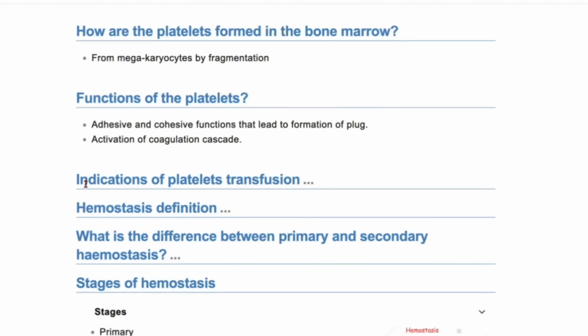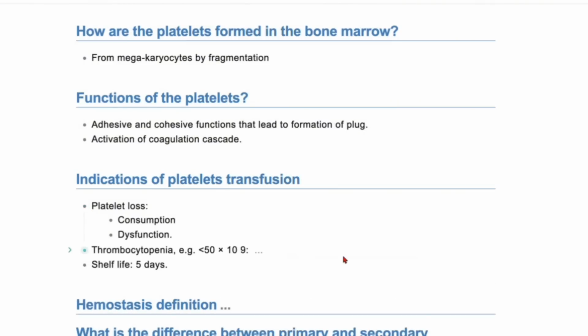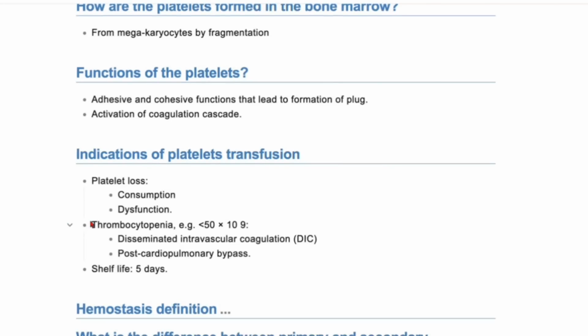There is another question. Indication of platelet transfusion. What you said was correct, but I would like to classify this into two things. So you want to classify it as patients who have platelet loss, they're actively losing their platelets, and patients who have thrombocytopenia. They have platelets, but the number is decreased. So the platelet loss is either overconsumption or platelet dysfunction. Overconsumption happens in something like DIC and something like ITP. Dysfunction happens with something like aspirin. Patients are on aspirin or clopidogrel. And then thrombocytopenia less than 50 × 10 to the 9.